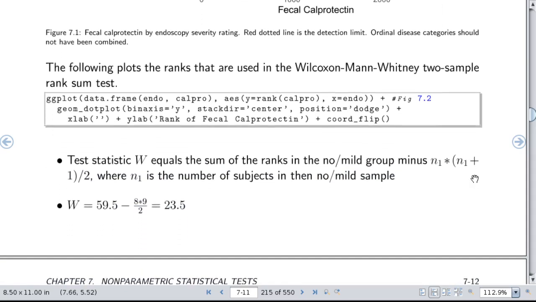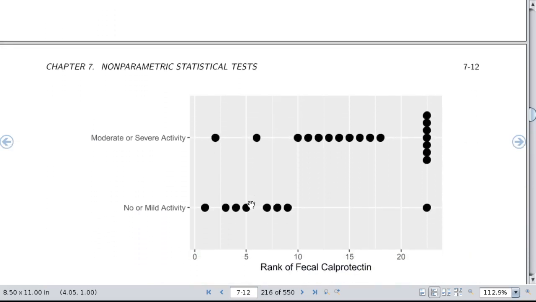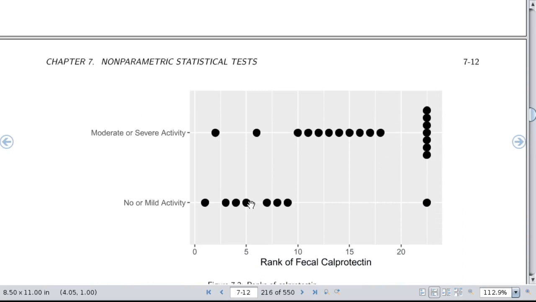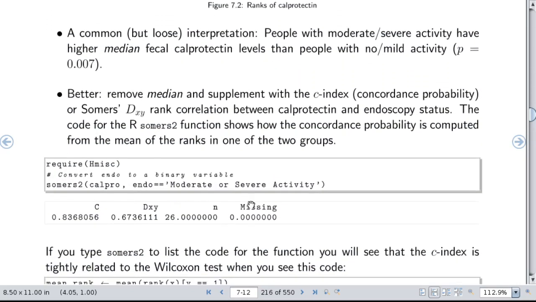So we're also going to show a plot of the ranks, and the test statistic is the sum of the ranks in the first group minus this thing. And so that's how you can derive that Wilcoxon statistic W. So we're just showing the distribution of the ranks instead of the raw values. And a common but loose interpretation is people with moderate or severe activity have a higher median level than those with no or mild activity. P is 0.007. That's not really accurate.